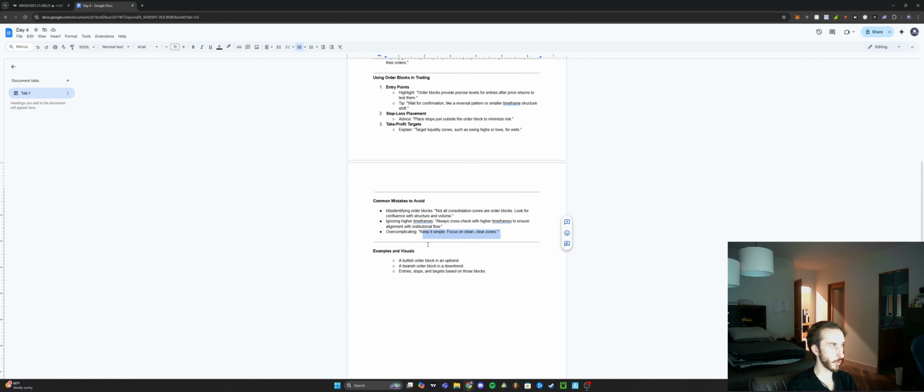And again, don't overcomplicate it. Keep it simple. Focus on clean and clear zones. If it's not clear and it's just a whole bunch of chop, don't think you need to execute or take a trade. Just get off. Come back and wait till price is clean, okay? Price most of the time is always going to be clean on a higher time frame regardless. So yeah, that's basically what we're looking at here. I gave you those examples: a bullish order block in an uptrend, a bearish order block in a downtrend, entries, stops, and targets based on those blocks, okay?